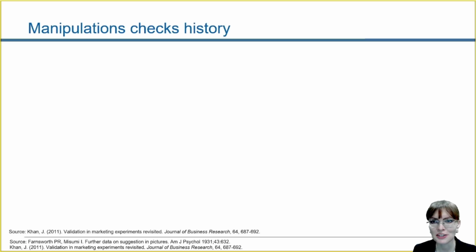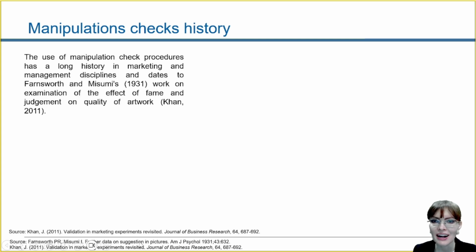Manipulation checks actually have a very long and fascinating history. And as I was reading Kahn's 2011 work, I found that they go back all the way to 1931. This is really exciting, to the work by Farnsworth and Misumi, where they were, in experimental design, trying to see the effect of fame and judgment on quality of artwork.